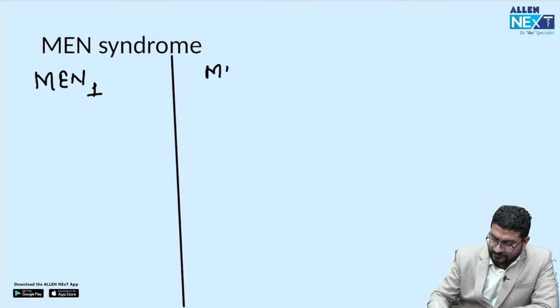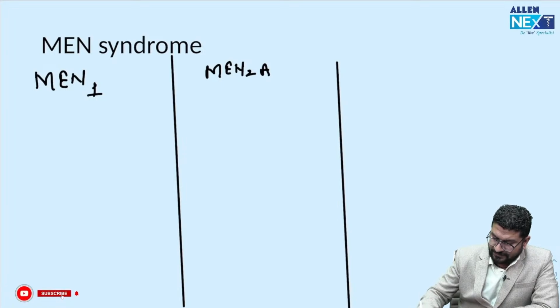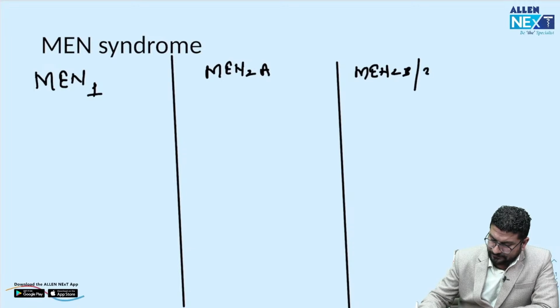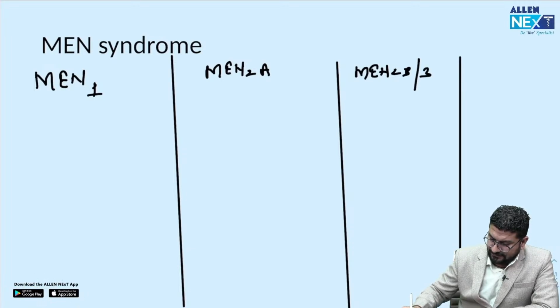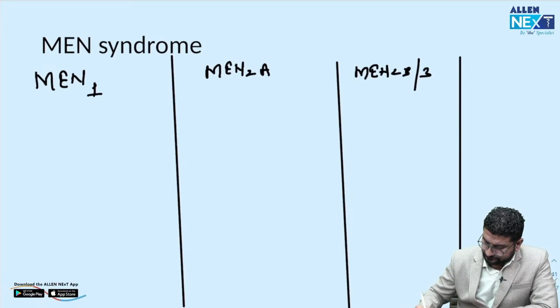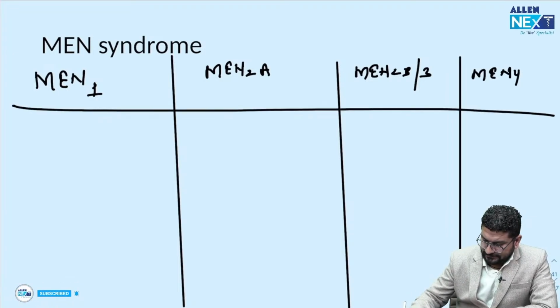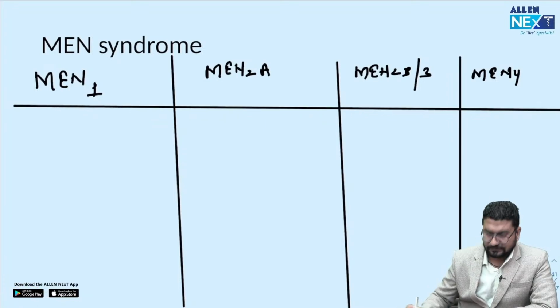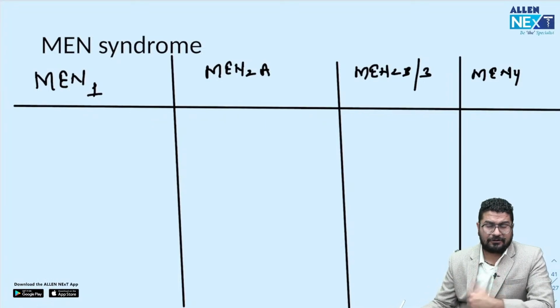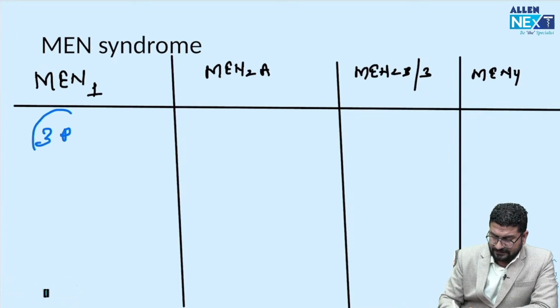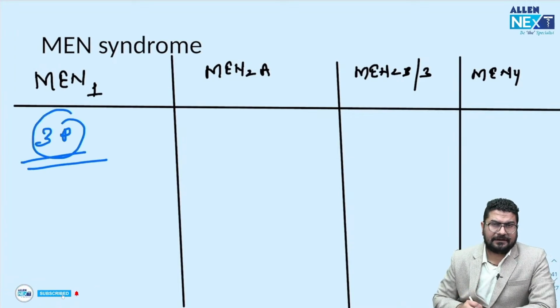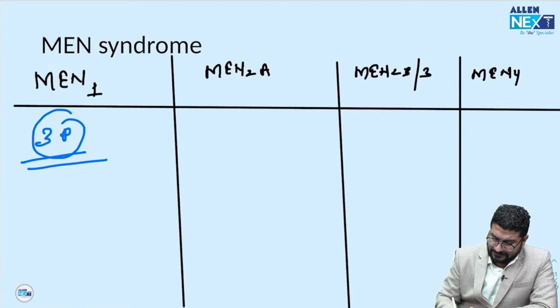So MEN 1, we have MEN 2A, we have MEN 2B. MEN 2B is also called MEN 3, and we can even have MEN 4. So MEN 4 still is not given in standard textbooks, but some literature talks about MEN 4. So MEN 1 is basically 3P: pituitary, parathyroid, pancreas. We also call this MEN 1 as Wermer syndrome.